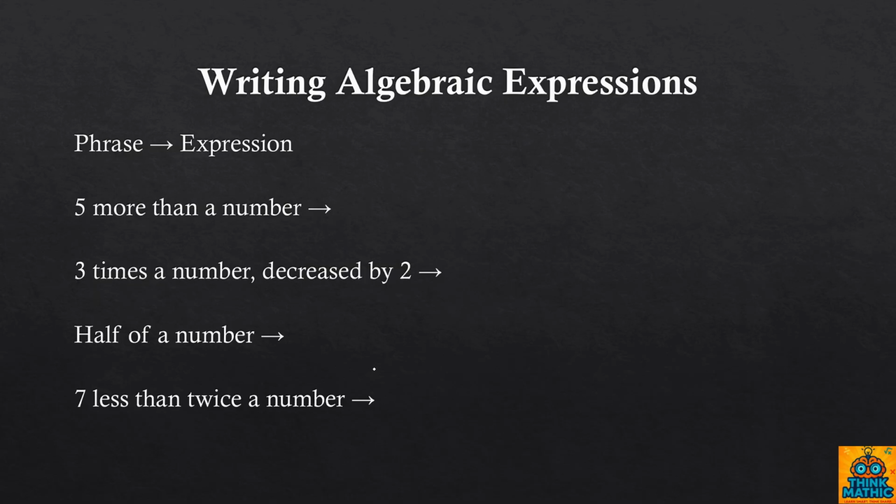Now, let's understand how to write an algebraic expression. For writing any algebraic expression, we need to first understand the phrase that has been given to us. The first phrase says 5 more than a number. Here the number is not known to us, right? So now let's keep the number to be x. And since it is 5 more, you are adding something to it. So it will be x plus 5.